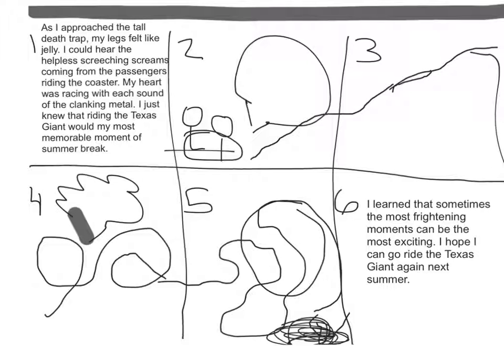So over here in box 6, I went ahead and put together my 2 sentences, and it says, I learned that sometimes the most frightening moments can be the most exciting. I hope I can go ride the Texas Giant again next summer. So I have my 2 pieces put together, 2 sentences that made my conclusion.